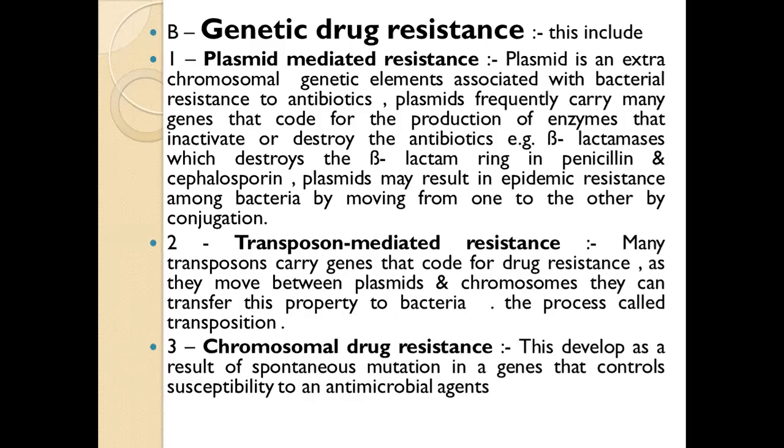The third origin is chromosomal drug resistance. This developed due to a spontaneous mutation in a gene that controls susceptibility to an antimicrobial agent. When a mutation occurs, it alters the gene expression and may prevent the production of protein or lead to production of an inactive protein.